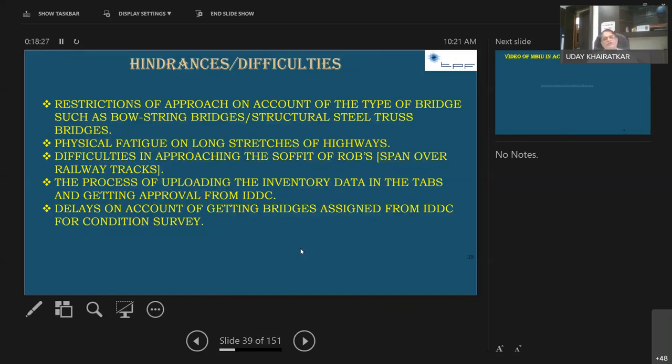The difficulty in approaching the soffit of slab spans over railway tracks. Where the ROBs were to be inspected, we could not inspect the spans which were over the railway track. Then there is the process of uploading inventory data on the tabs and getting it approved. We had to upload the data, and the approval of our data was to be confirmed from IDC, and then we could go for the further inspection.